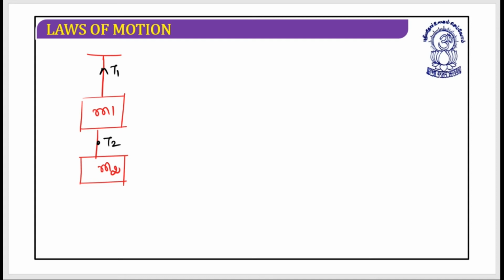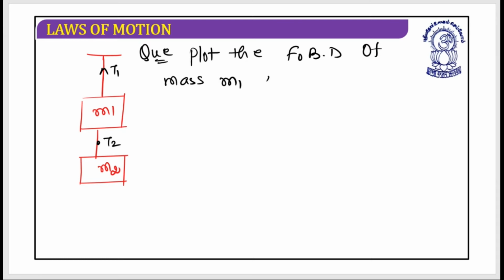What you need to do is plot the free body diagram of M1 and M2. So the question is, plot the FBD of mass M1 and M2.